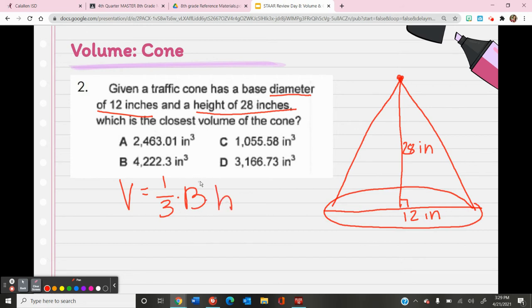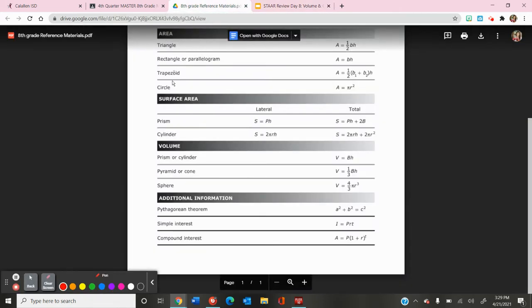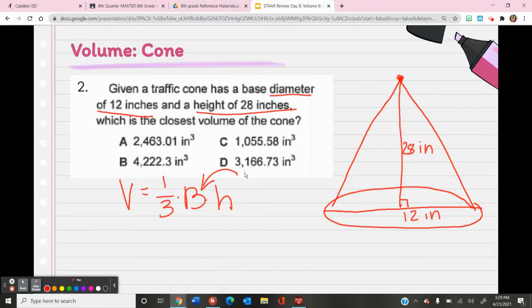Now remember, B stands for the area of your base. Now, here for B, your base shape is a circle. Now I need to find the area of that circle. The formula for area of a circle is pi times r squared. So B is pi times r squared. Now if you remember, your diameter is 12.